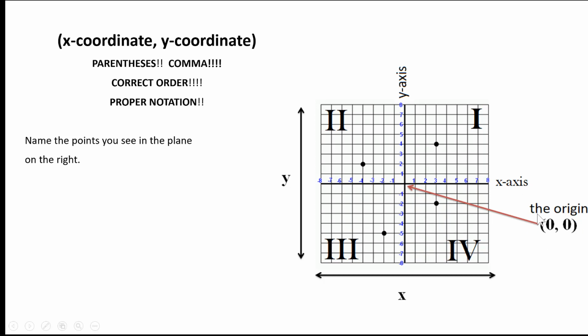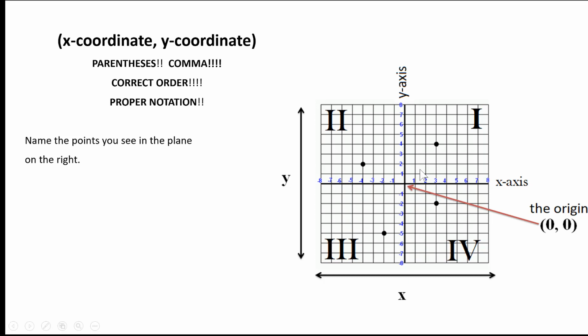And we do that with this notation. We have parentheses, and inside the parentheses are two coordinates. The first one is always the x-coordinate, meaning the horizontal coordinate, how far to the right or left you're going to go. And the second number is always the y-coordinate, how far up or down you're going to go. The notation is very important. You have to have the parentheses. You have to have the comma in the middle. You have to have the correct order. X comes first, Y comes second. You have to use proper notation for this.